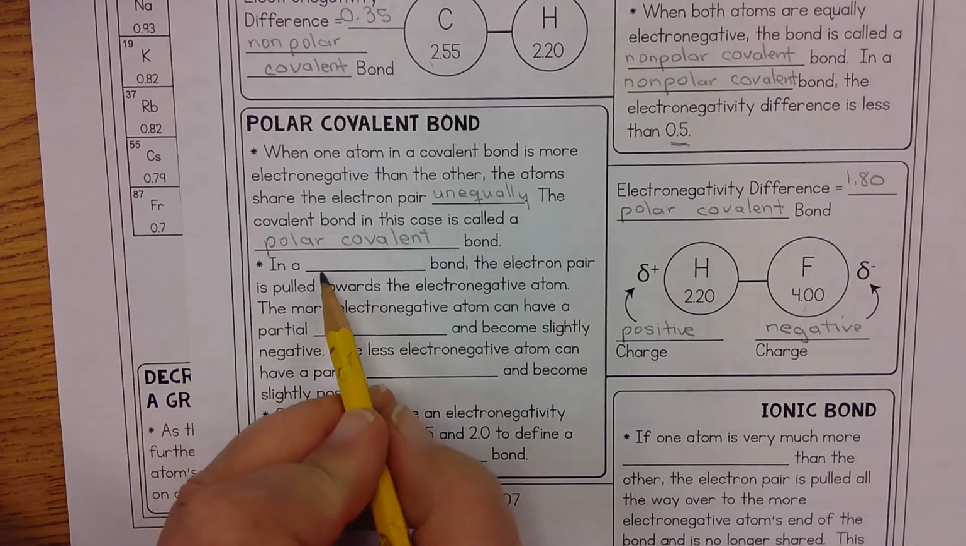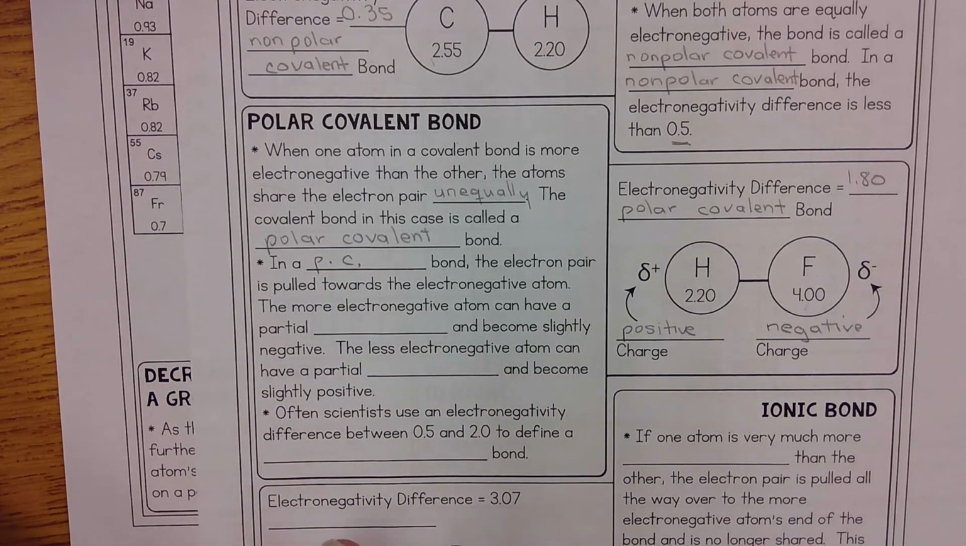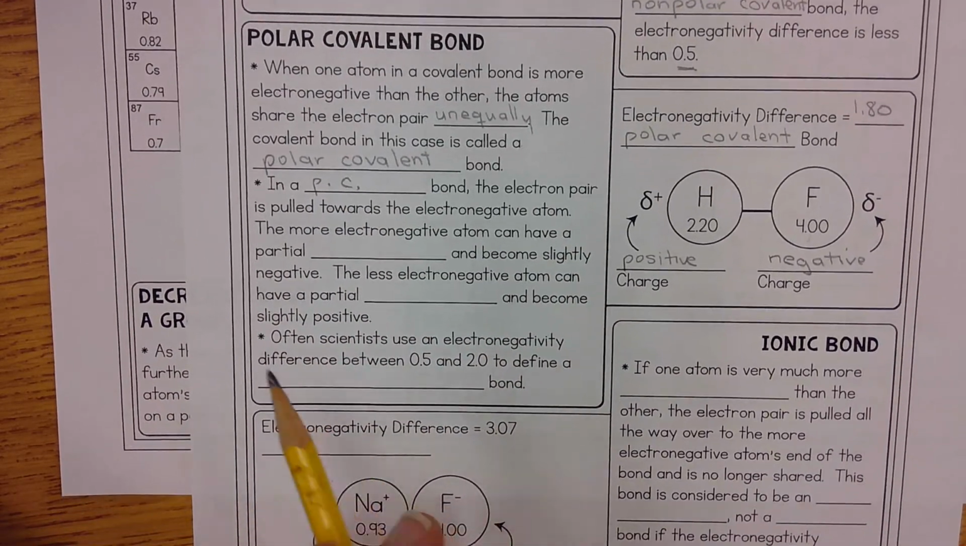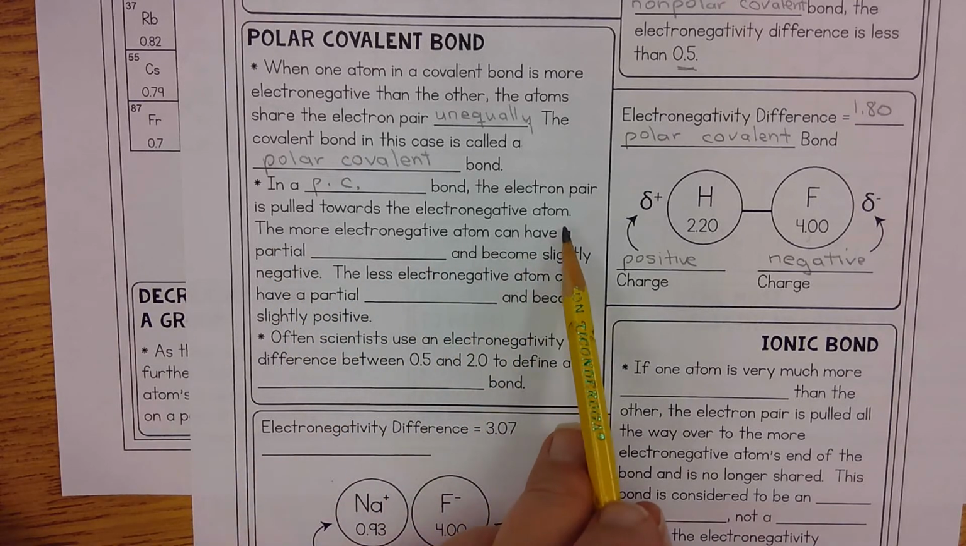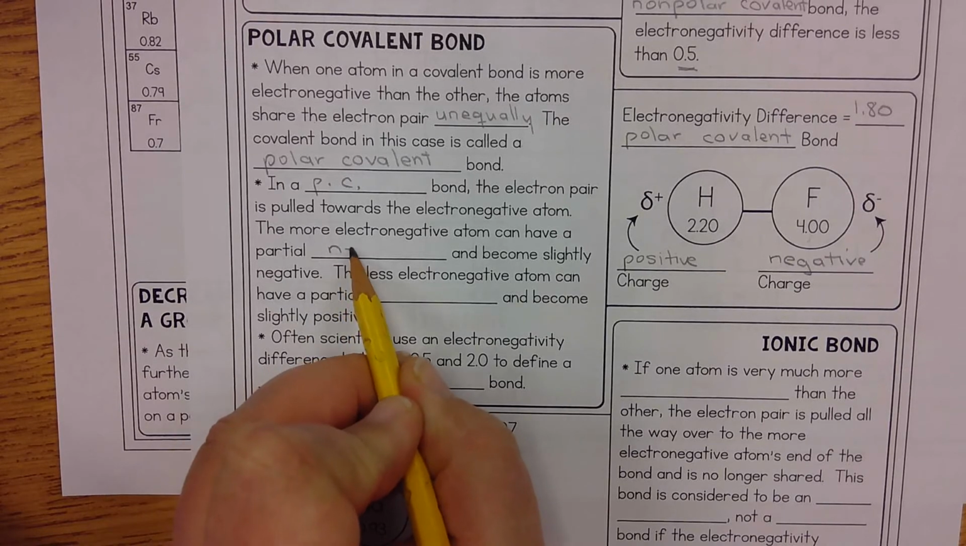In this type of bond, I'm going to abbreviate it because I'm tired of writing it. Anyway, electron pairs are pulled towards the electronegative atom. The more electronegative atom will end up having a negative charge.